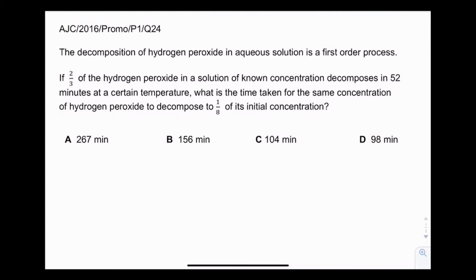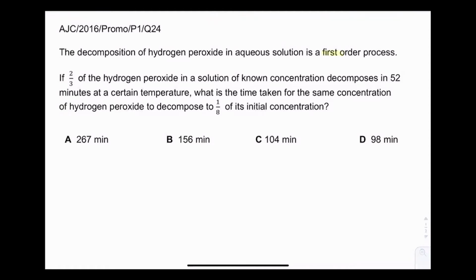The decomposition of hydrogen peroxide in aqueous solution is a first-order process. If 2/3 of the H2O2 in a solution of known concentration decomposes in 52 minutes at a certain temperature, what is the time taken for the same concentration of H2O2 to decompose to 1/8 of its original concentration?